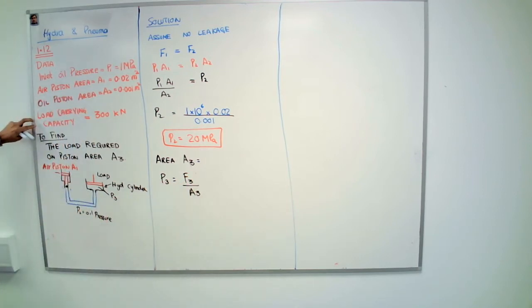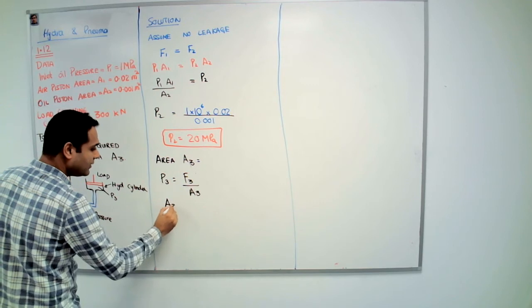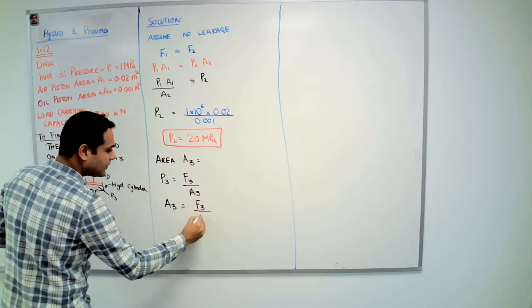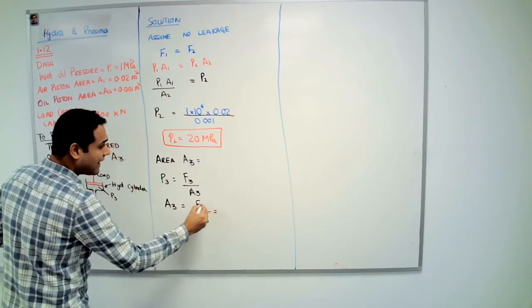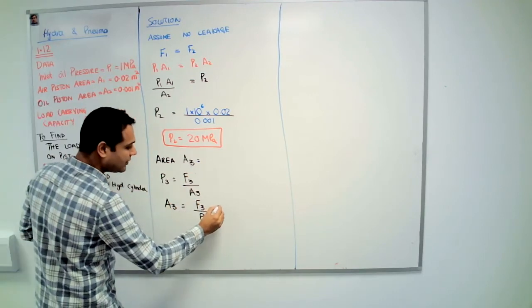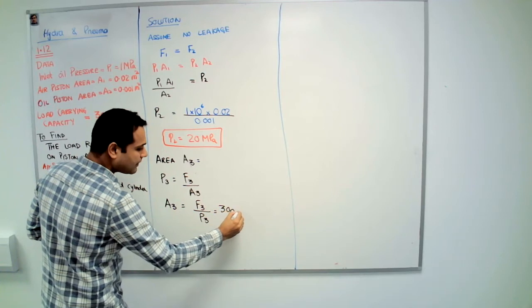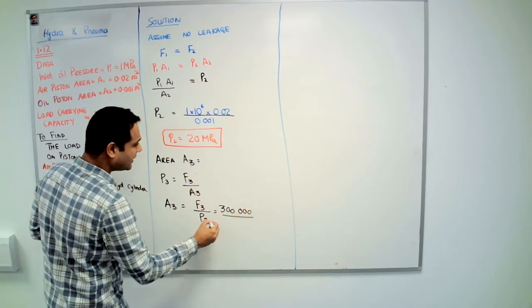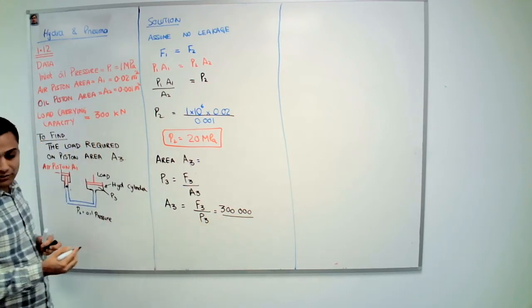Now load carrying capacity is 300 kilonewton. So I can rearrange that one, make A3 the subject. Now that will be F3 over P3. So F3 is 300 kilonewton. For kilo, I put 3 more zeros, divided by P3.